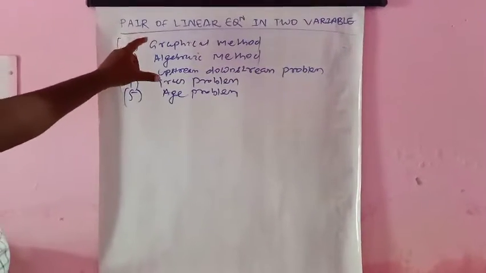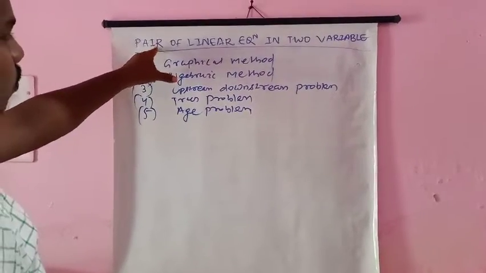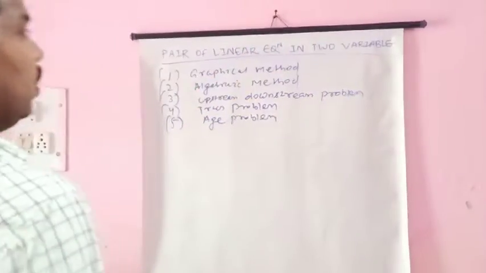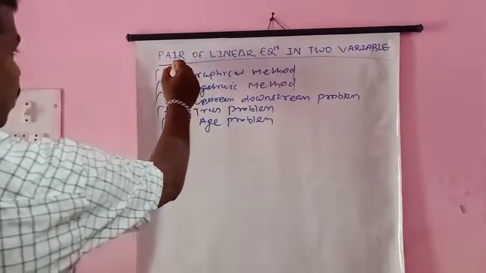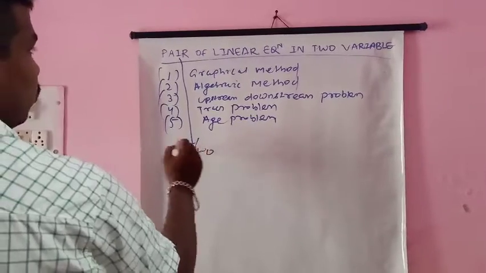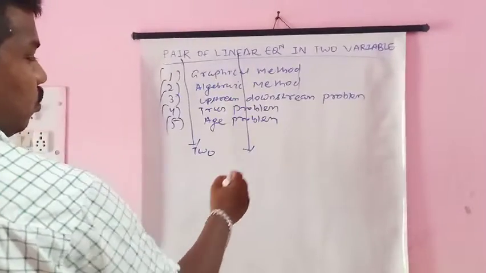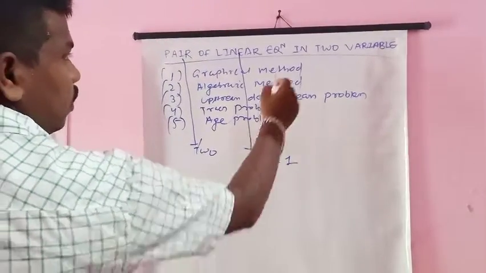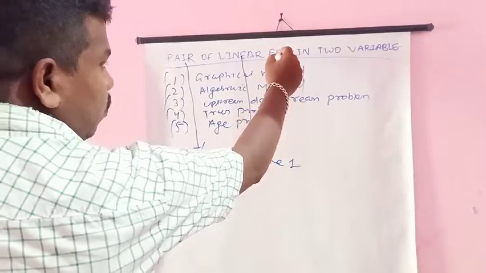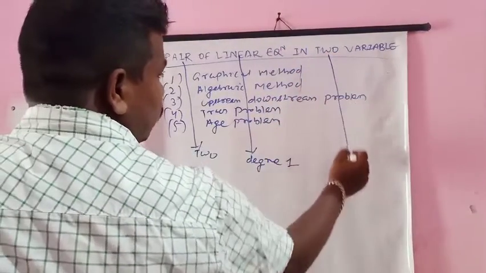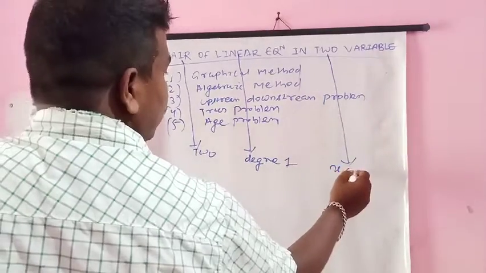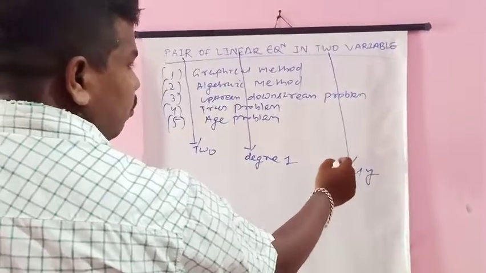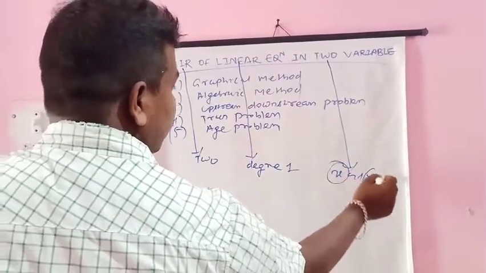Before we go to the topic, first we have to discuss what is a pair of linear equations in two variables. Pair means two. Linear means whose degree is 1. Equation we already know from 9th class. Two variables means variables x and y, or any two variables like y, z, x, t. Here we take two variables x and y.